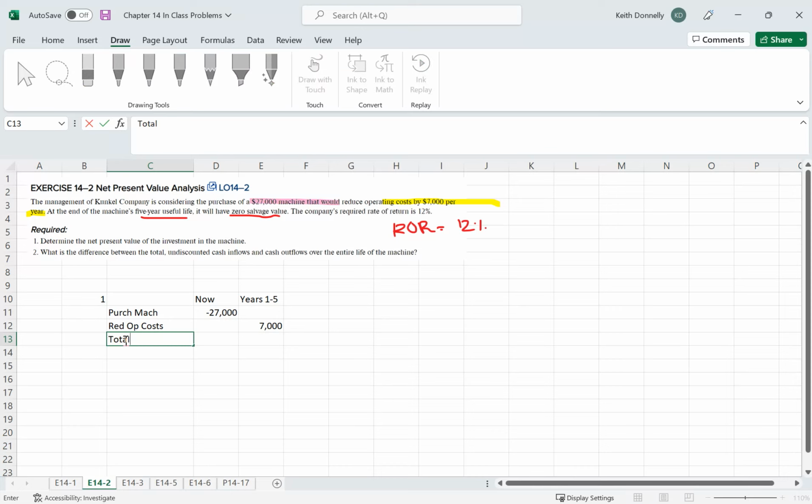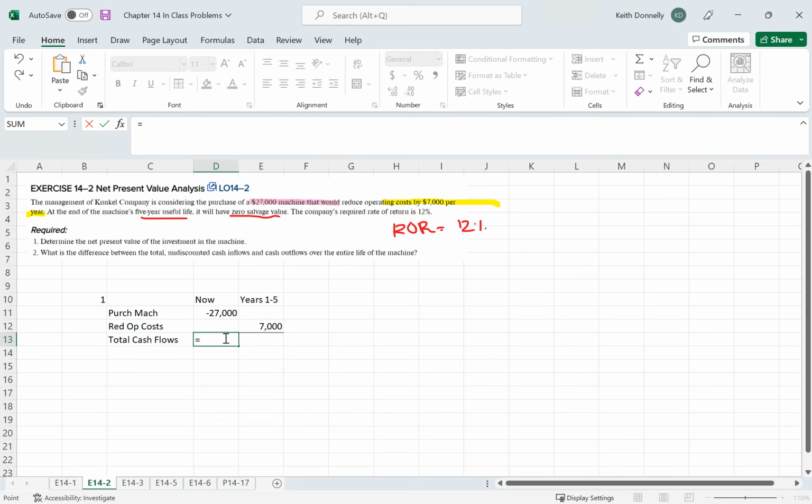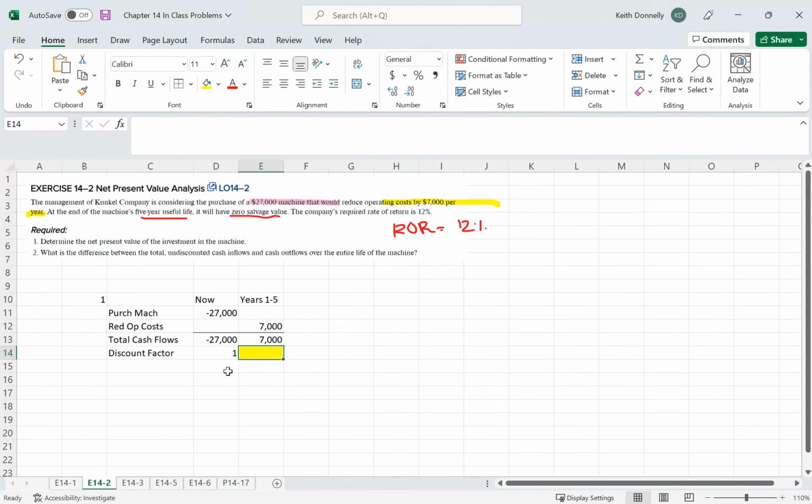So if we're going to figure out the total cash flows, if we were to just run these down to get a total amount to start with, we're going to have the negative 27 and we're going to have the 7. The next thing we have to do is multiply these times the discount factor. Now here's the deal: $1 today is worth $1 today, so the present value factor for $1 today is 1.0. What we have to be aware of, however, is what goes right here. How do we figure that out? We have to use the time value of money table, so let me pull that up.